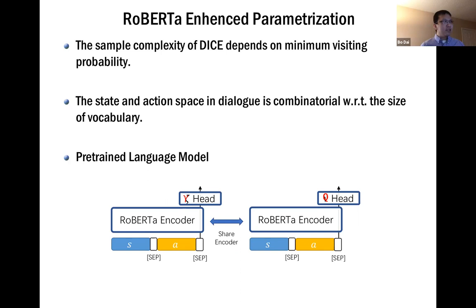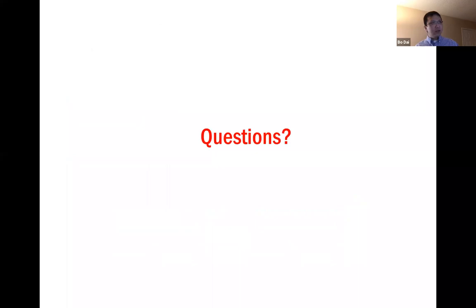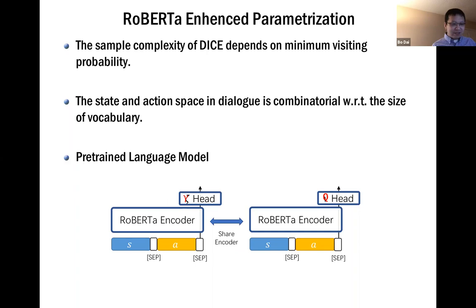But instead of using the raw representation, we use a language model embedding to first transform the state action to an embedding space. And then we parameterize the neural network for gamma and the Q in our DICE to solve the problem. In our experiment, we chose RoBERTa, but I think other language model embeddings, for example BERT and XLNet and so on, are also applicable. We didn't explore that many here. So with these two components, we eventually apply the equivalent of DICE to this dialogue evaluation problem.